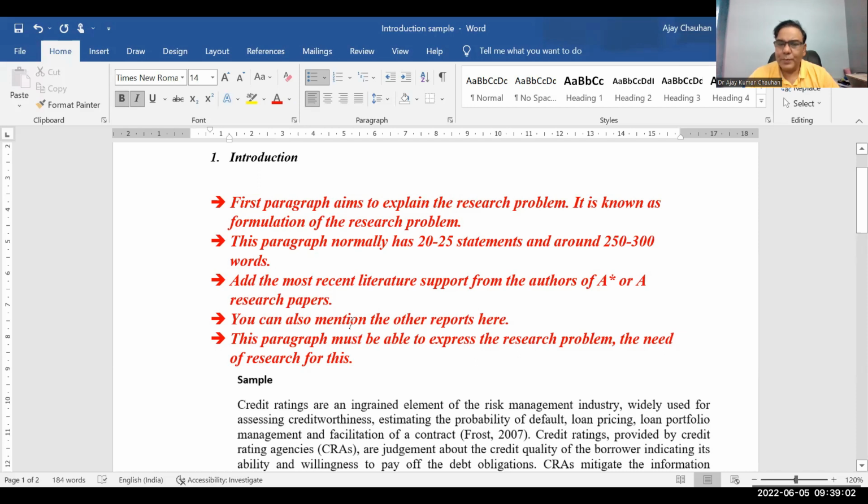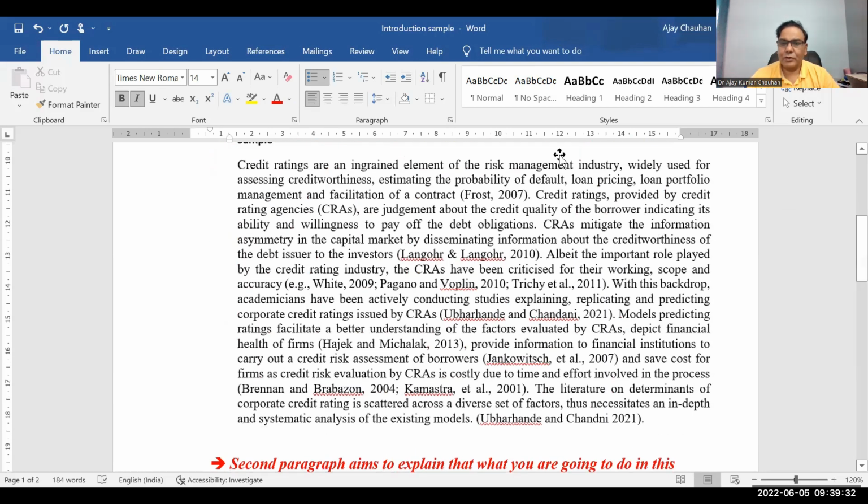You can also mention other reports like reports of McKinsey, Gartner. These are top research companies who also publish their reports, so you can quote some of the sentences from these reports. This paragraph must be able to express the research problem and the need of research for this. So why should this research be conducted? So the first paragraph should be like this. This is our paper, and this paper is in review.